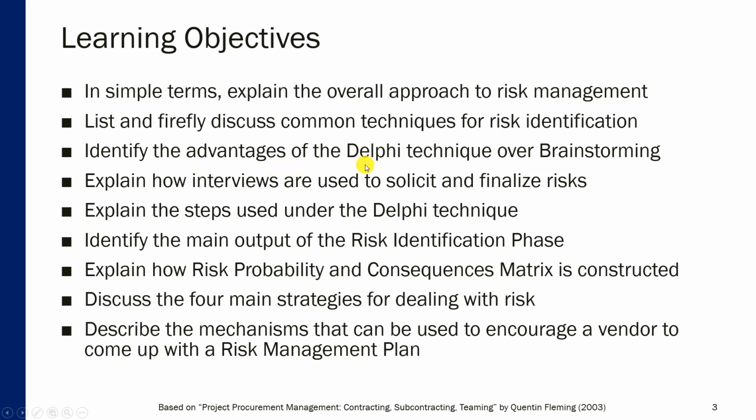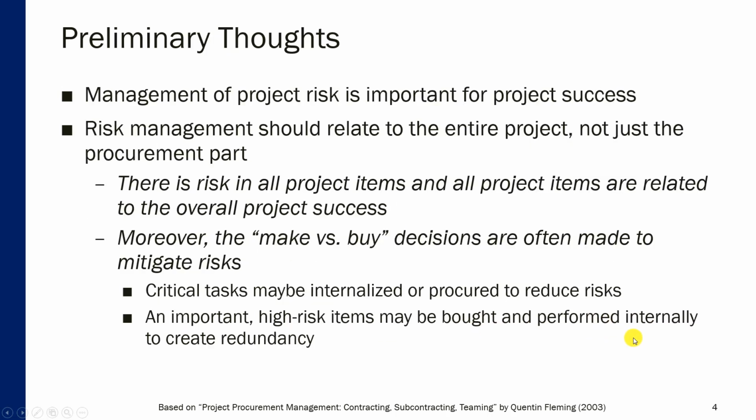Identify the advantages of the Delphi Technique over brainstorming. Explain how interviews are used to solicit and finalize risks. You should also be able to explain the steps used under the Delphi Technique, identify the main output of the risk identification phase, and also explain how risk probability and consequences matrix is constructed. Finally, you should be able to discuss the four main strategies for dealing with risk and describe the mechanisms that can be used to encourage a vendor to come up with a risk management plan.